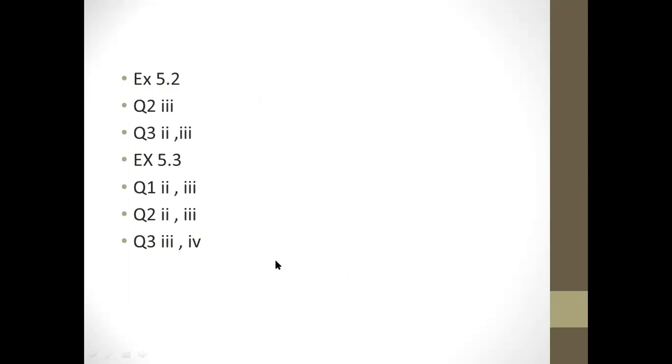So in exercise 5.2, question number 2, only the third part is the homework, and in question number 3, the third and fourth parts are homework. So you have to solve. And in 5.3, question number 1, second and third parts, question number 2, second and third parts, and question number 4, third and fourth parts. So these are your homework. Very easy, related to the exercise, no difference.